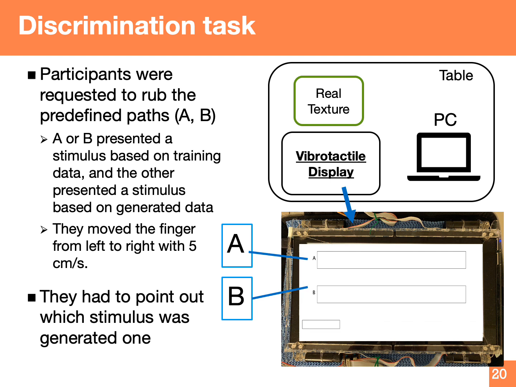Next, we will introduce the process of the task. First, we will explain the discrimination task. Participants are requested to rub the predefined paths. A or B presented the stimulus based on training data, and the other presented the stimulus based on generated data. They moved the finger from left to right at 5 cm per second. By following the movement of the bottom bar, participants moved the finger approximately 5 cm in 1 second. After that, they had to point out which stimulus was the generated one.